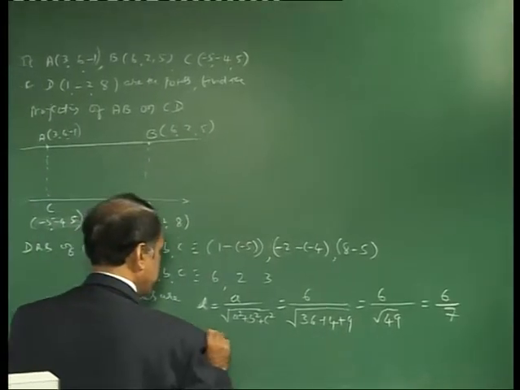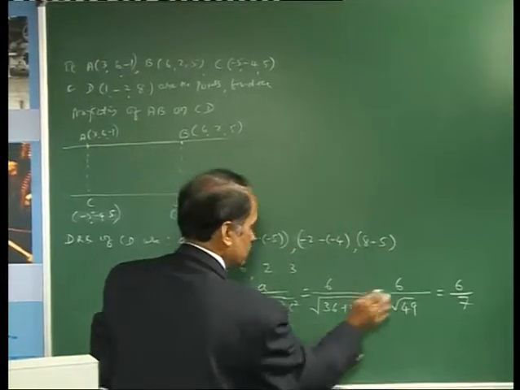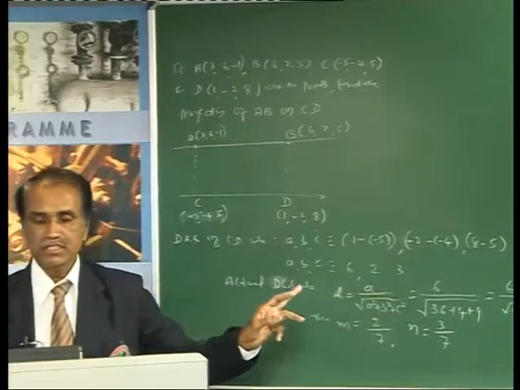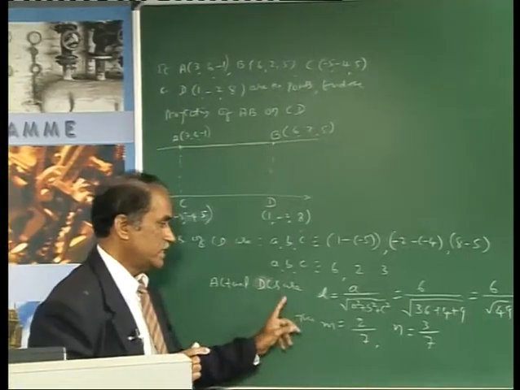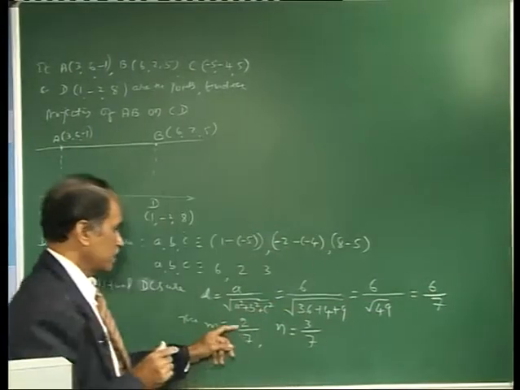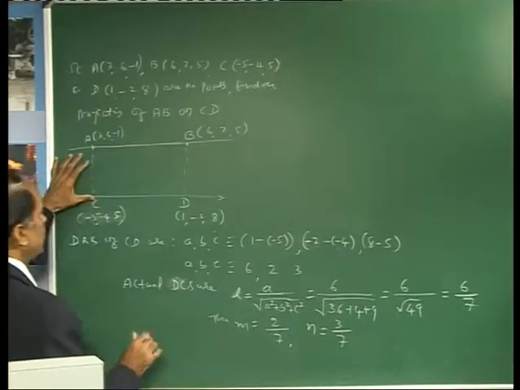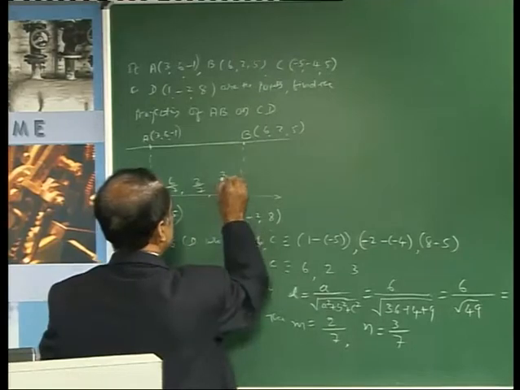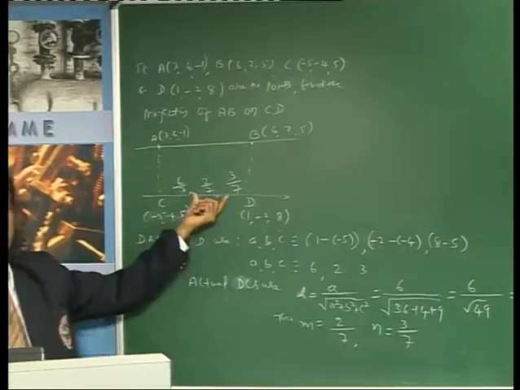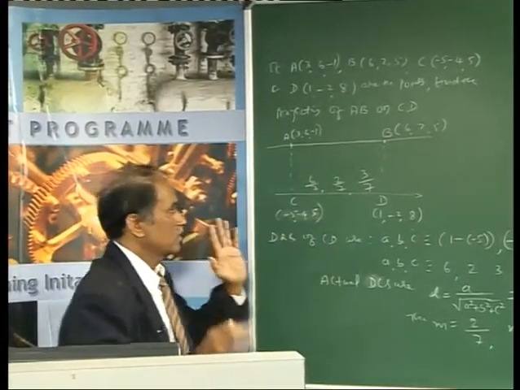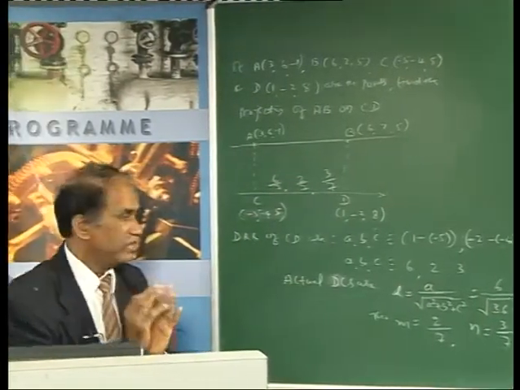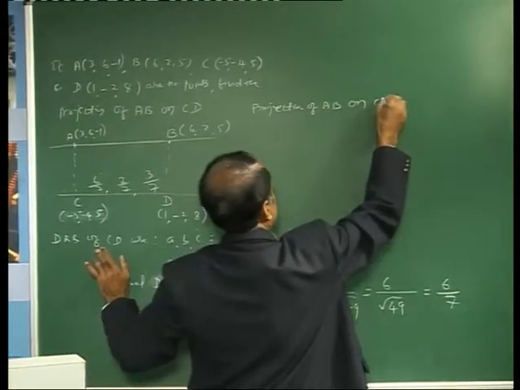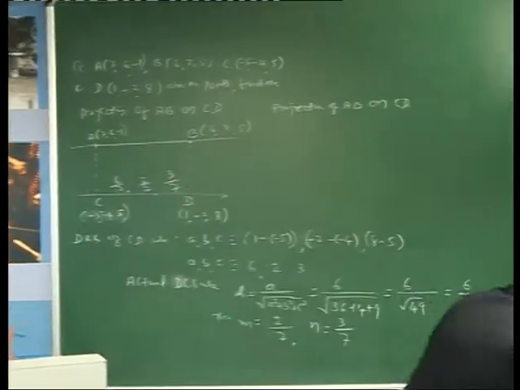Similarly, M is equal to 2 by 7, and N is equal to 3 by 7 respectively. For ABC obtained as direction ratios for the line CD, we have direction cosines L, M, N as 6 by 7, 2 by 7 and 3 by 7. That means the direction of this line is represented by these direction cosines, which represent the positive direction of the line. Fine. Now, the projection of AB on CD, that means the projection of the given line on CD.